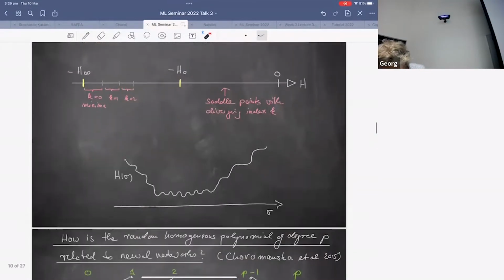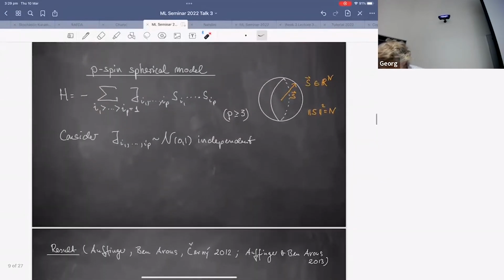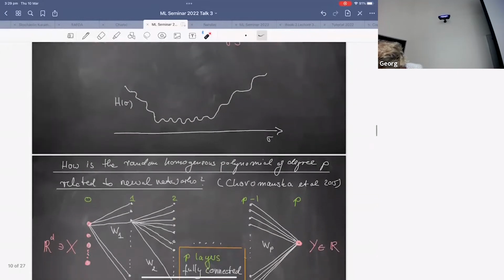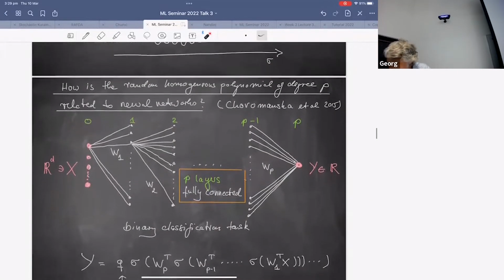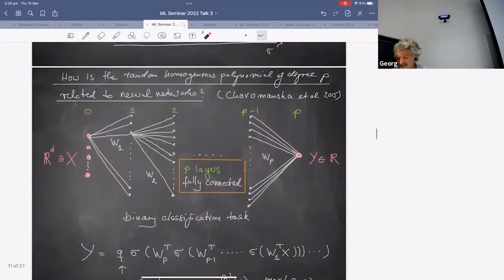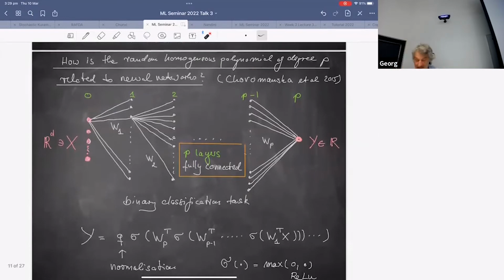But the question is now, this is a homogeneous random polynomial of degree p. So what has this to do with deep networks? There was work by Choromanska and others from 2015 that explained that. So now the pain is going to start explaining this.